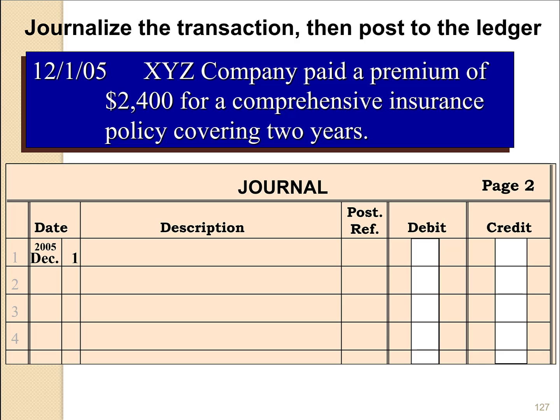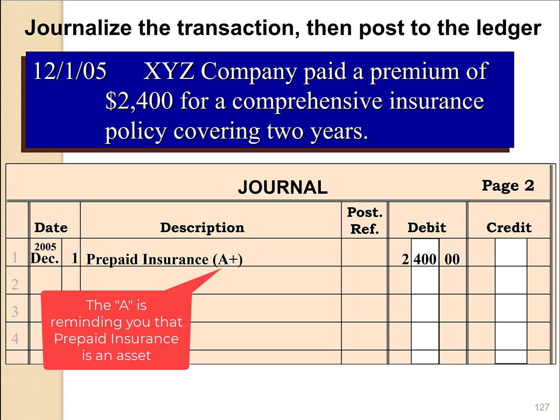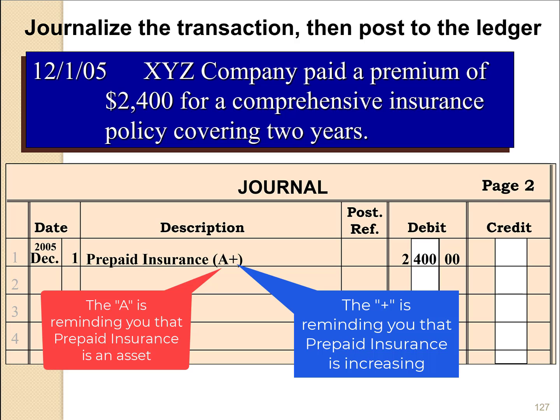And what is that asset called? Prepaid insurance. So prepaid insurance is going up, and since it's an asset, assets go up with a debit. If on my slides you ever see this A+, that's just a learning technique, and it's reminding you that prepaid insurance is an asset. The A stands for asset, and the plus is reminding you that the account is going up. So prepaid insurance is going up by $2,400.